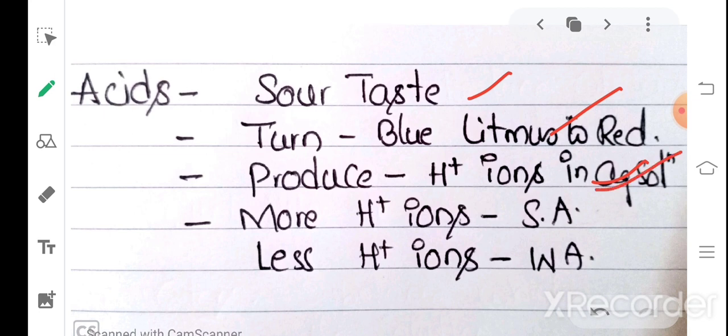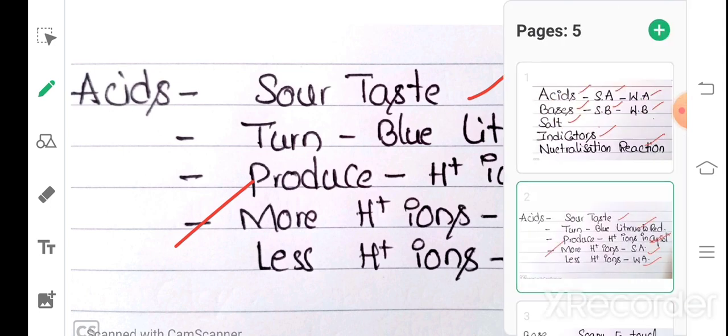So acids produce H plus ions, and if the acids produce more H plus ions, then it is called a strong acid, and if acids produce fewer H plus ions, that is a weak acid. So this is about the acids. Let me recollect: acids have a sour taste, and acids turn blue litmus red. Acids produce H plus ions, and if acids react in the presence of aqueous solution and produce more H plus ions, then it is a strong acid, and fewer H plus ions, that is a weak acid.